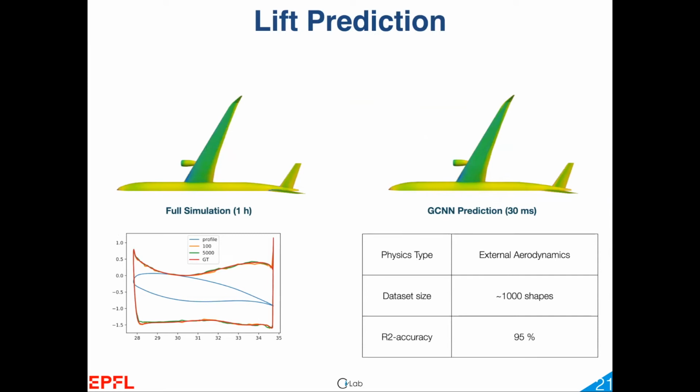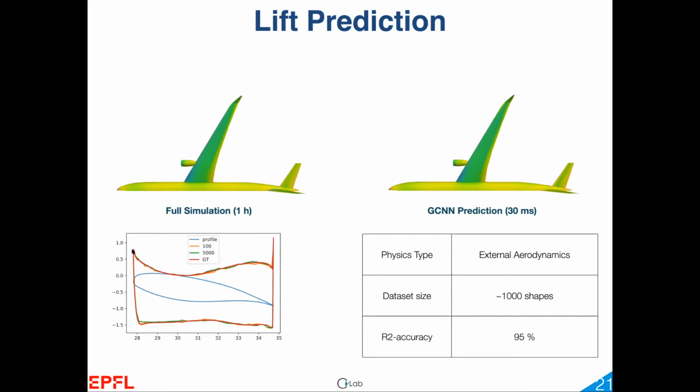So we have a collaboration with Airbus, and here is half of an Airbus. And you can run a full simulation. It will take 1 hour to get a decent result. Or once it's been trained, we can use our GCNN, which will yield a prediction in 30 milliseconds, so much faster. And it's extremely similar.